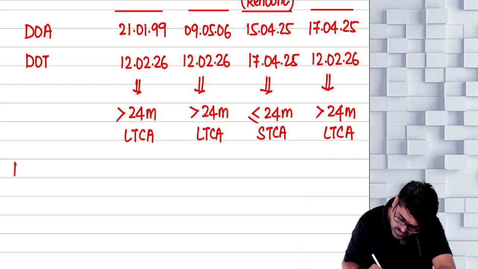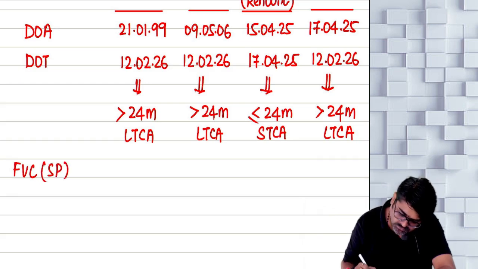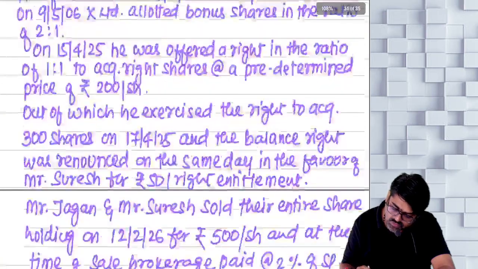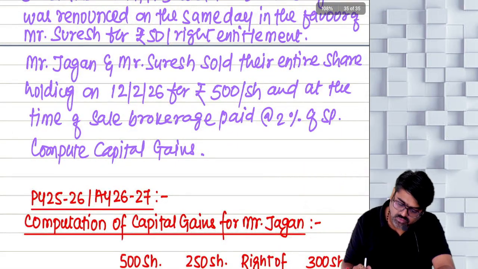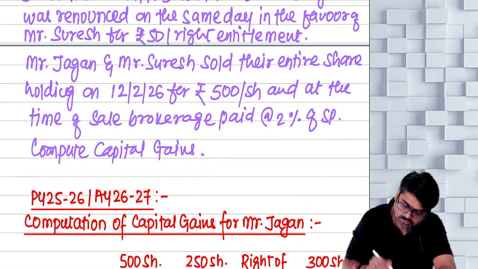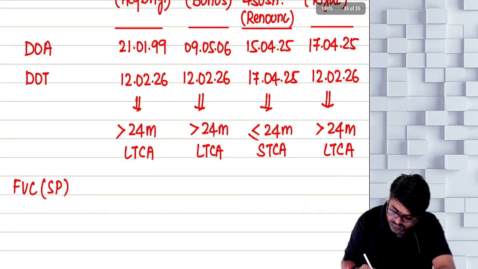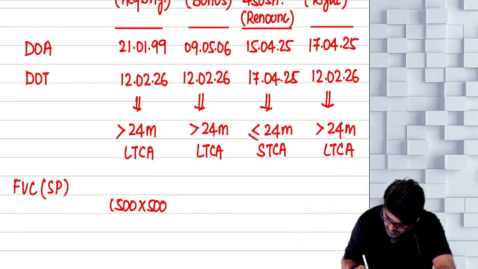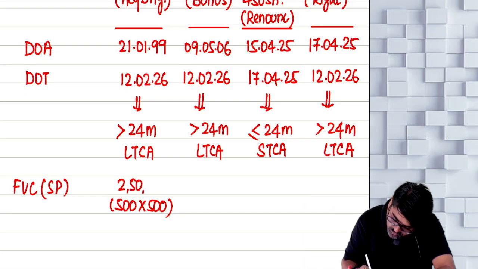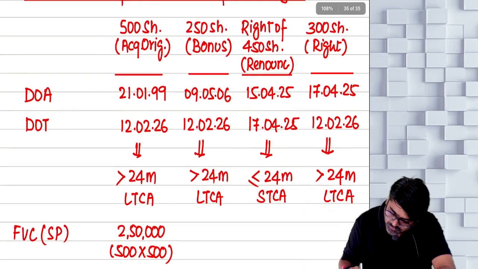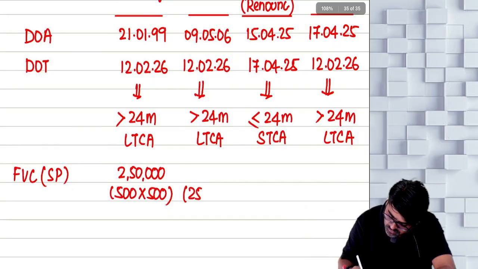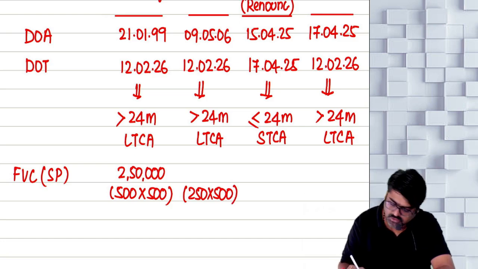So tell me, full value of consideration is nothing but the selling price. So how much is the full value of consideration? At what price the shares are sold? 500 per share. 500 shares are sold, so 500 into 500 is 2,50,000. Now 250 bonus shares are also sold for 500 per share, no? Are you all getting this or not? So tell me how much here?